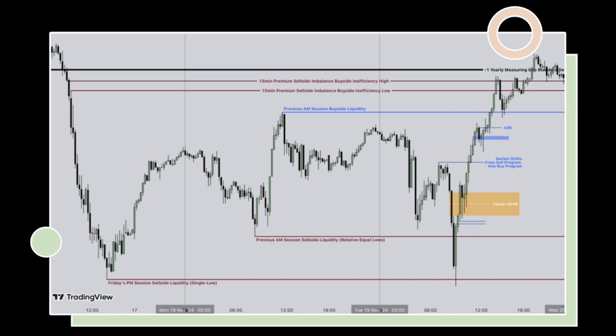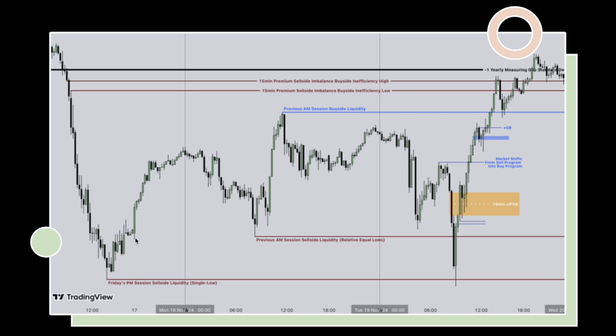Right here, we have a 15-minute chart of the NASDAQ. What we have here is a simple annotation of the levels of liquidity pools. We have the level of sell side. We have also a level of buy side above the market.